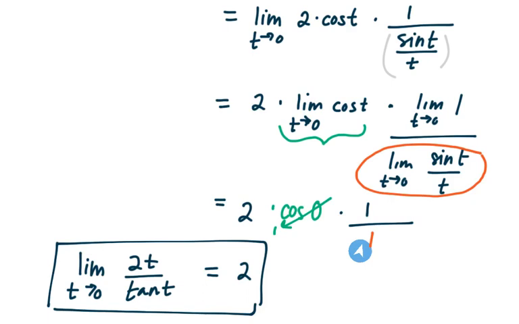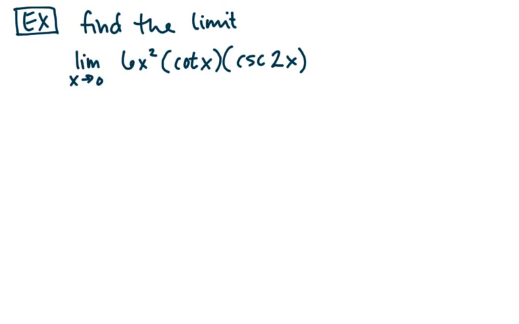And of course, we knew that would be equal to 1. So let's look at another example of using this rule to solve a trig limit. Again here, we are going to find a trig limit: the limit as x goes to 0 of 6x squared times cotangent x times cosecant of 2x. Remember, what we know is that the limit as x goes to 0 of sine x over x is going to be equal to 1.